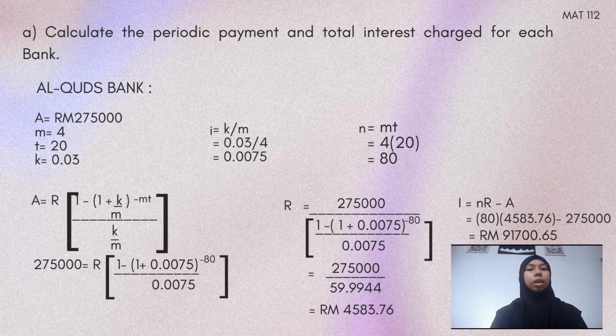Use the formula to find the total interest charge. I equal N multiply R minus A. And the answer is 80 multiply 4,583.76 minus 275,000. And the answer is RM 91,700.65.